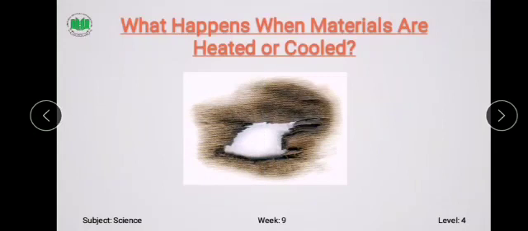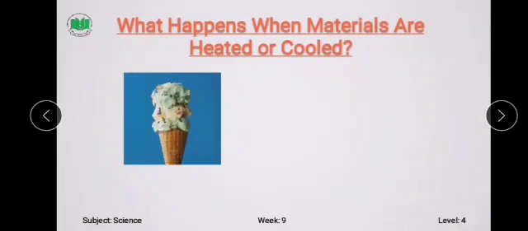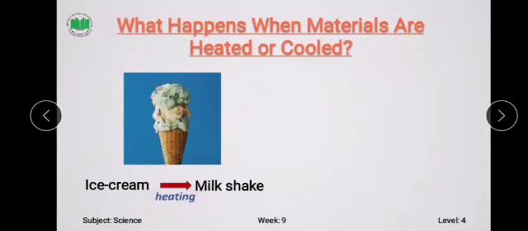Look at this example. What is this? It's a burnt piece of cloth. What has happened here? A cloth on heating is converted into ash. Let's take another example. Look at this picture. An ice cream is melting. And what is the result of this melting of ice cream? Ice cream on gaining heat is converted into milkshake. Semi-solid upon heating converted into liquid.